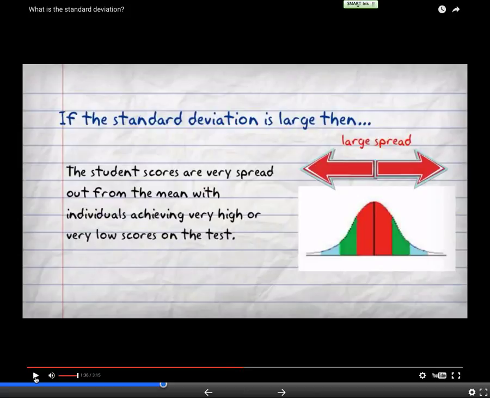So then if we have a big one, then we're really spread out, and there might be a lot of high scores and a lot of low scores, but not as many scores in the middle. So like when I come back and say, oh, you guys got A's or F's, it's a situation like this.